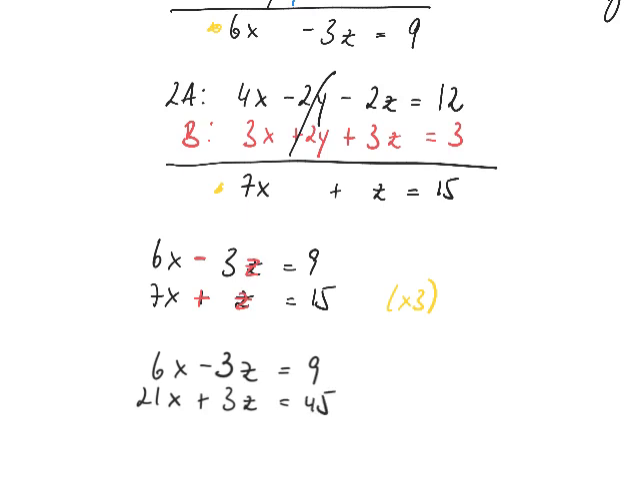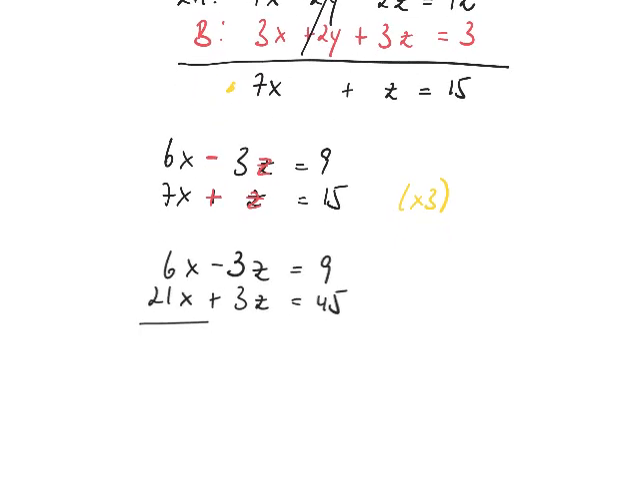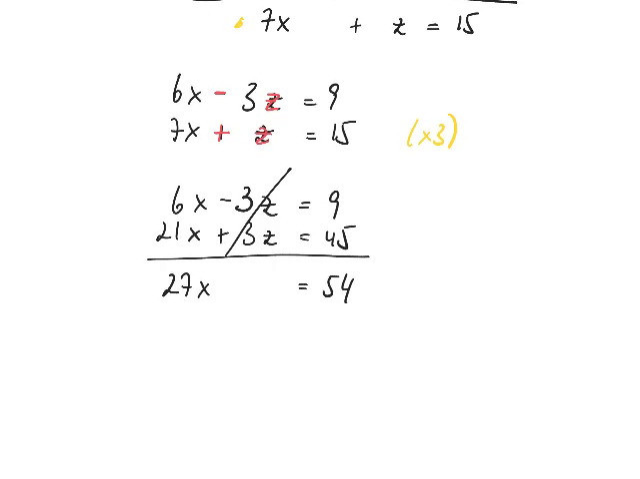I add these two together. 6 plus 21 is 27x, minus 3z plus 3z is gone, and 9 plus 45 is 54. So now I can finally solve it. I divide both sides by 27, and I get x equals 2. So I found the first variable.